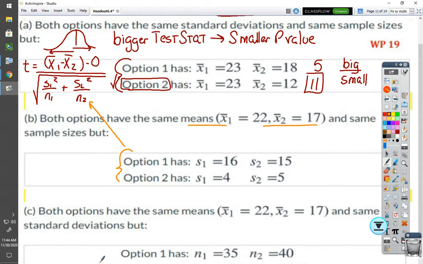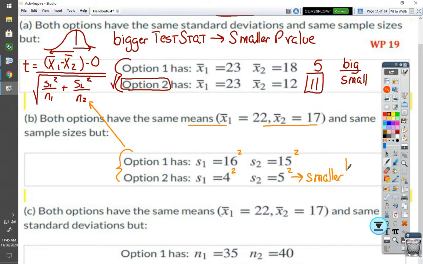So I look at these two and I'm trying to figure out who is going to give me a smaller value. If I look at set number 1, I have an S1 of 16 and an S2 of 15. On option number 2, I have an S1 of 4 and an S2 of 5. If you take a 16 and square it, and take a 15 and square it, that's a large number. If you take a 4 and square it, and take a 5 and square it, that's a much smaller number.